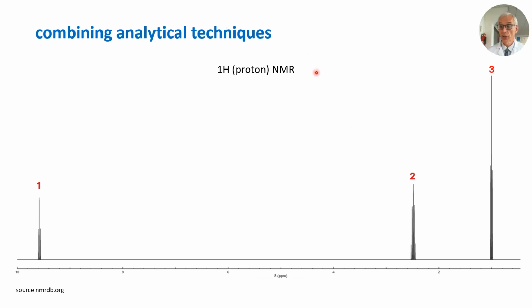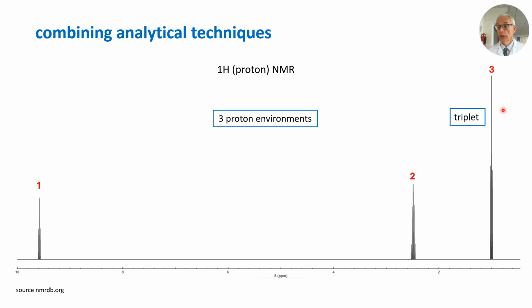Moving on to the proton NMR, pause the video, think carefully about your interpretation of this spectrum. Come back when you're ready. Okay, so the first thing to say, of course, is that there are 3 signals, so therefore there are 3 proton environments within the molecule.